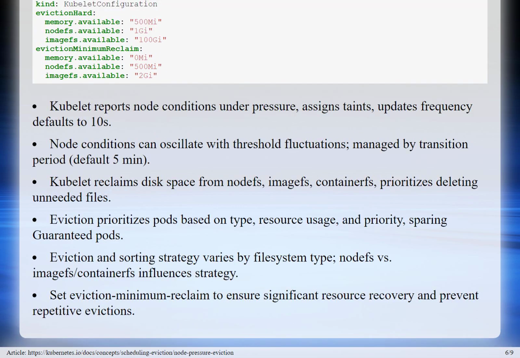To prevent repetitive evictions without substantial resource reclamation, kubelet can be configured through the eviction minimum reclaim flag to reclaim a minimum set amount of resources. This ensures resources are adequately managed before more evictions are triggered by reevaluated thresholds. This, however, has default settings of 0 across resources unless explicitly changed, impacting node stability and efficiency.